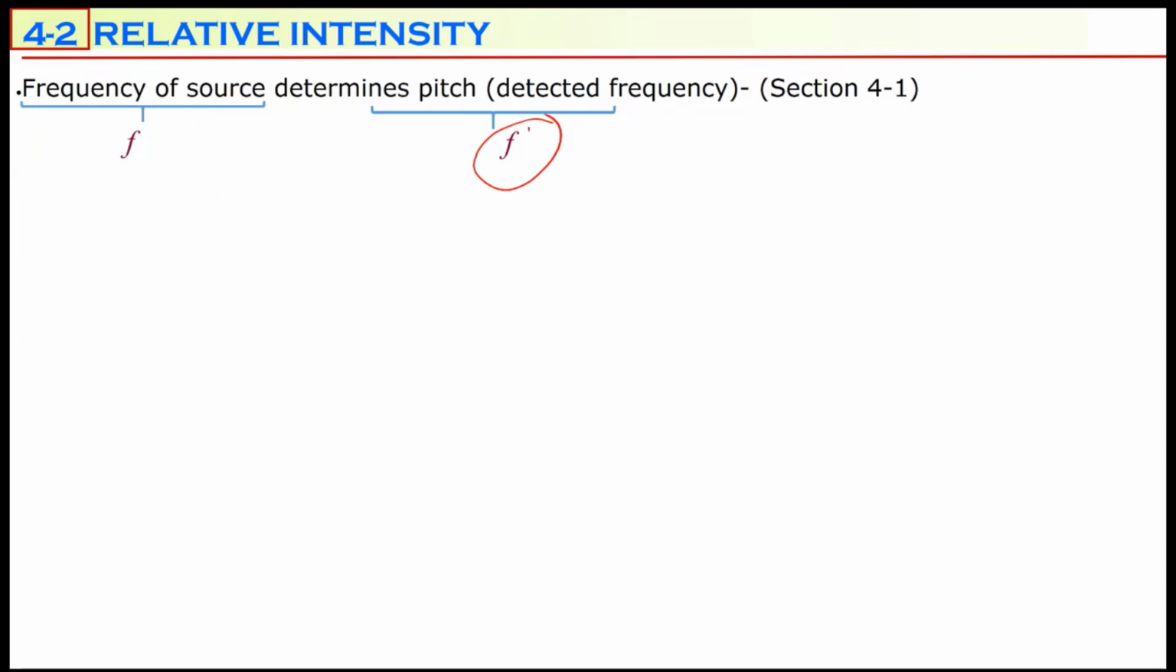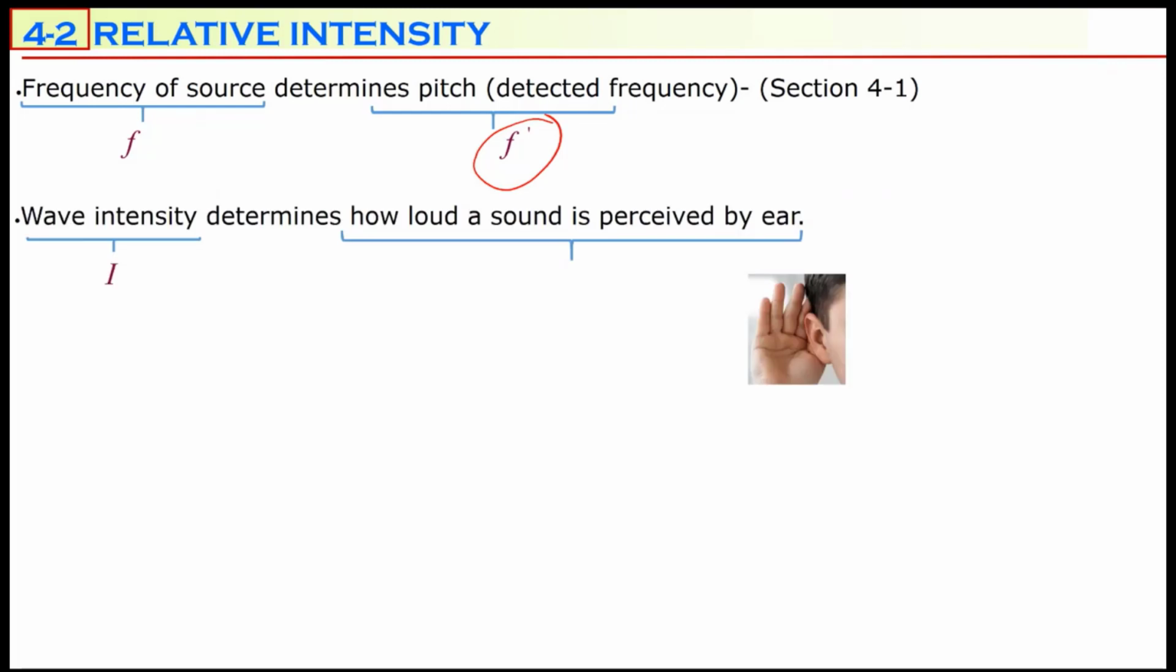A similar effect can also be observed in sound. Wave intensity determines how loud a sound is perceived by the ear. How can you increase wave intensity? As I said, according to the equation, power over 4 pi r squared, you can make the source more powerful, or you can move away from or get closer to the source. So you can change the wave intensity, and you can change the sound intensity.